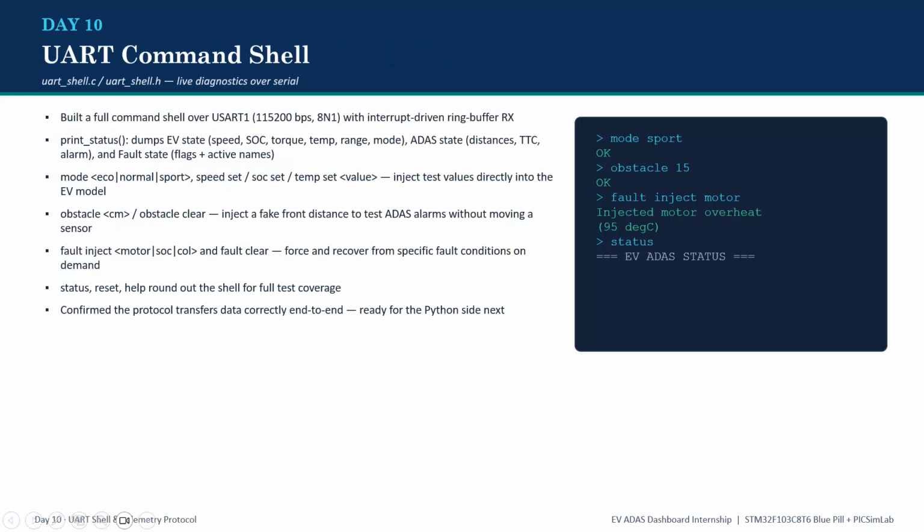We built a full command shell over the USART1 protocol, using a bitrate of 115,200 with an interrupt driven ring buffer RX that captures incoming bytes as they arrive, and a command parser that handles typed commands. There is a print_status command that dumps the complete system state, that includes EV metrics, ADAS distances, alarm level, and fault flags, all in one readable block.